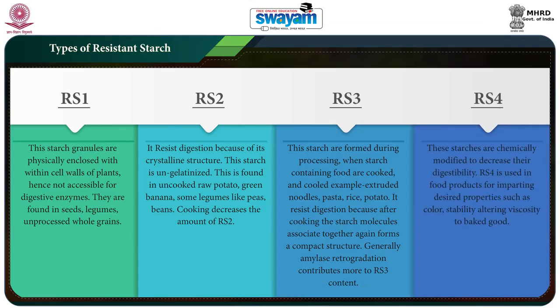Let us now see starches that are chemically modified to decrease their digestibility. RS4 is a type which is found in food products for imparting desired properties such as color, stability, and altering viscosity in baked goods. RS4 is not naturally found in food.